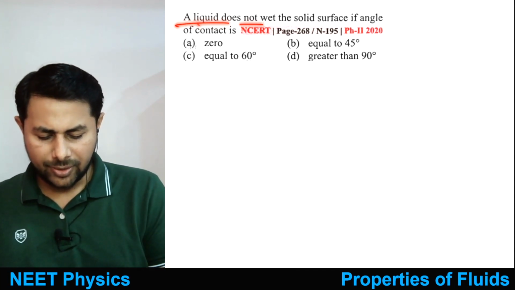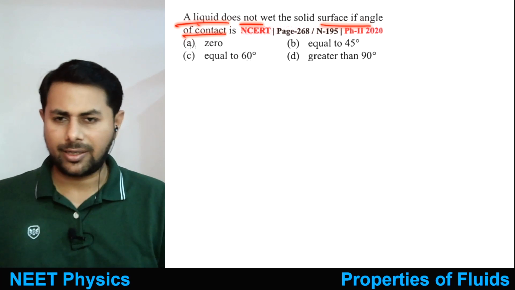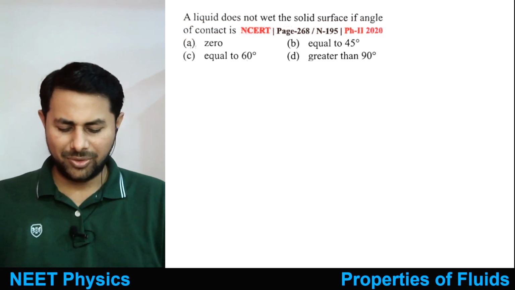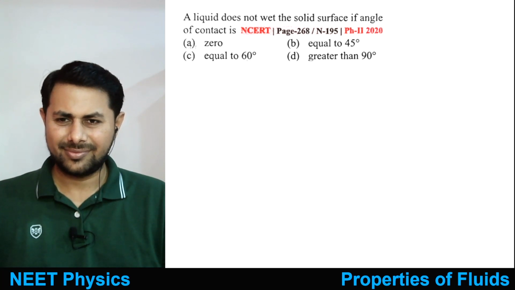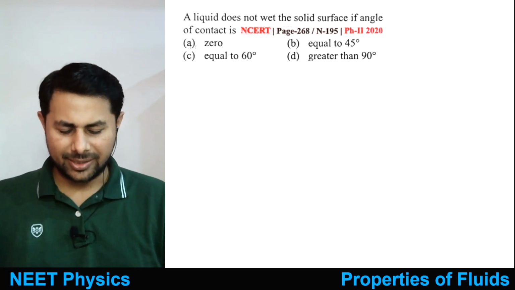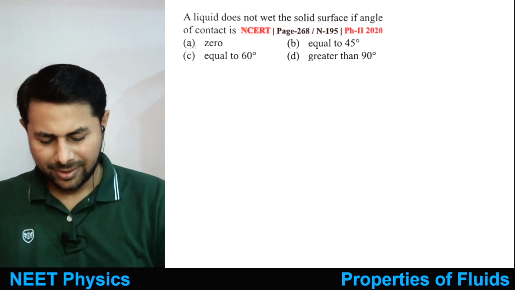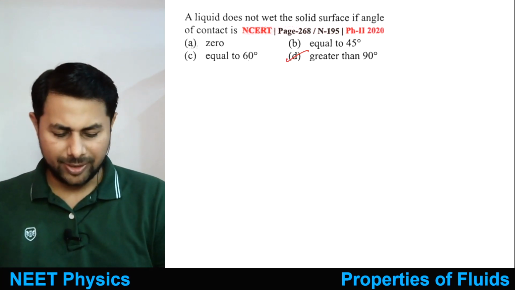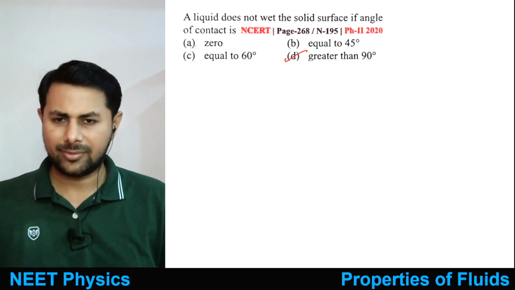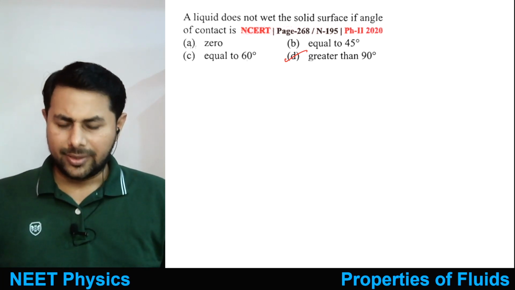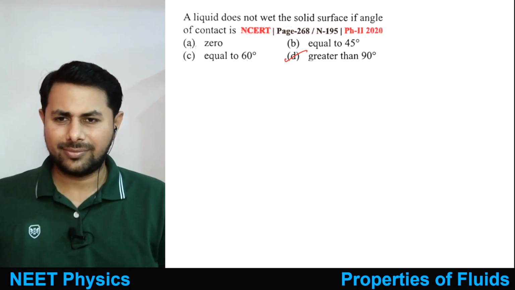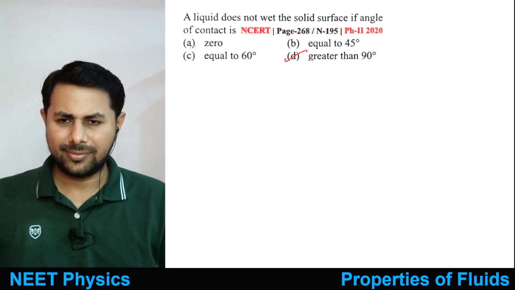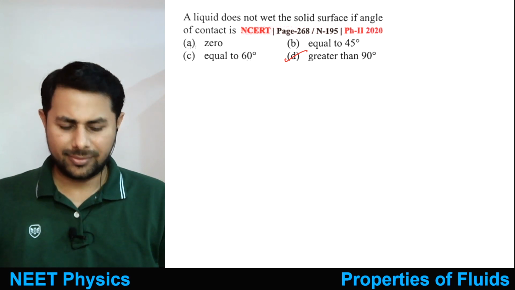A liquid does not wet a solid surface if the angle of contact is acute, obtuse, or what? Obtuse, that means greater than 90 degrees. Again, a very simple one from NEET 2020. Is there any doubt in this? Anyone? No doubt, right?